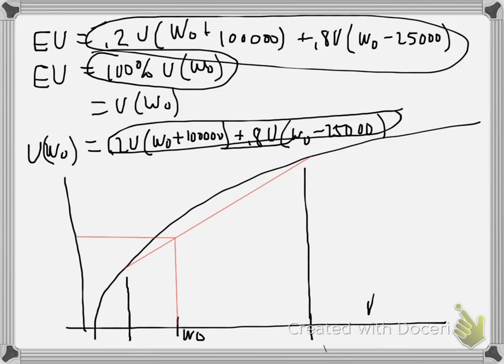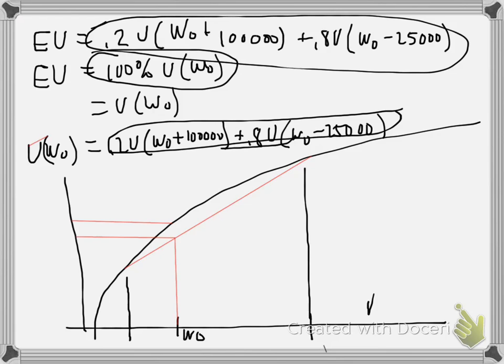And clearly, as you can see, the left-hand side, U of W0, has a higher utility. It's given by the height of the utility function at W0. And so this mathematical statement is not true for anybody that has a concave down function. And so it must be the case that the person has a constant marginal utility of income.